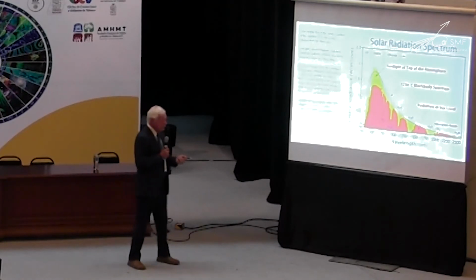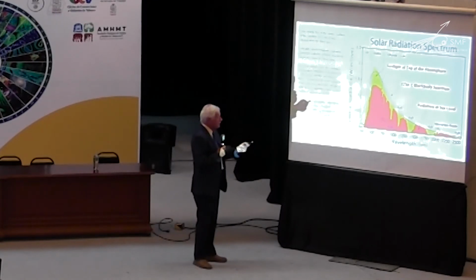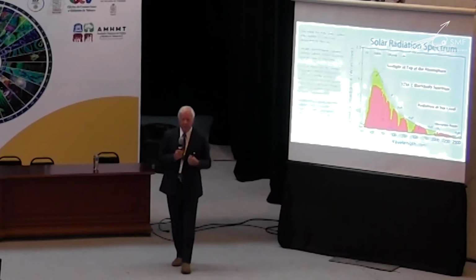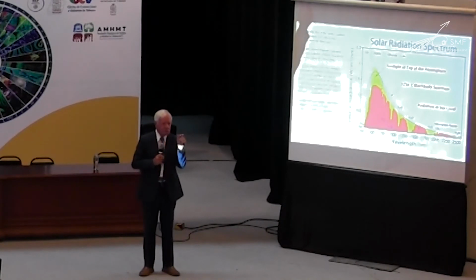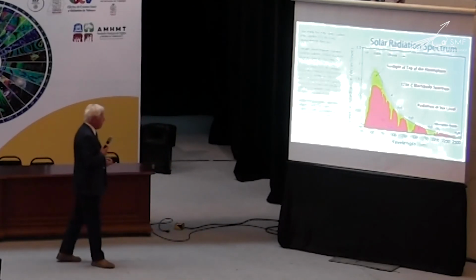So what you'd like to do is make a material that looks at all of these wavelengths. You'd like not to have a solar panel that only collects a small band of wavelengths. You'd like it to collect a large band of wavelengths to make it more efficient. Next slide.